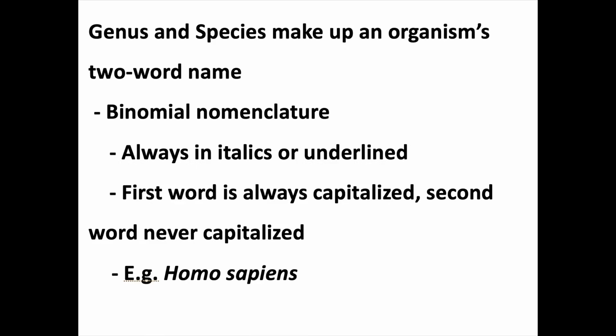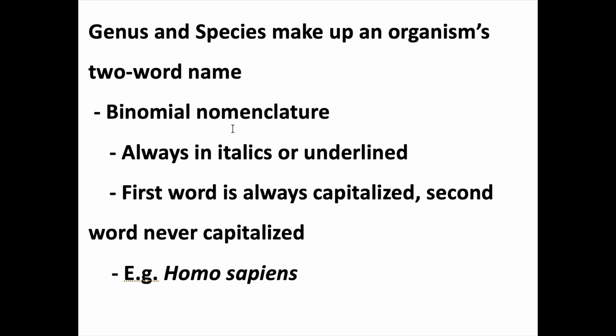One other thing about the 8 taxa. When it comes to these final 2, the most specific 2, genus and species, we can put those 2 together to make up an organism's 2-word name. Every organism out there has a special 2-word name. We call this binomial nomenclature.